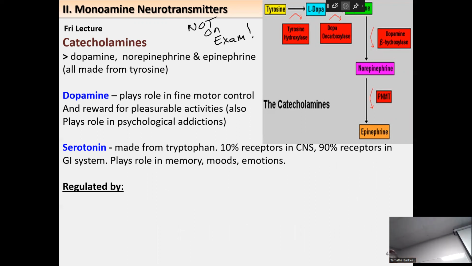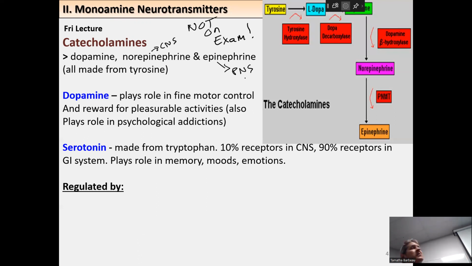Catecholamines, and I know they call them this in nursing form. Catecholamines include dopamine, norepinephrine. Norepinephrine is in your central nervous system. Epinephrine is in your peripheral nervous system. They do the same thing. They're stimulatory. They're fight, flight. Okay. Do not memorize this. It's just to show you.